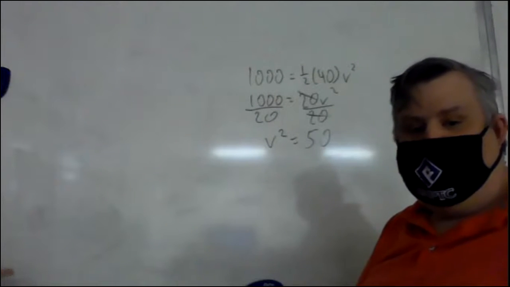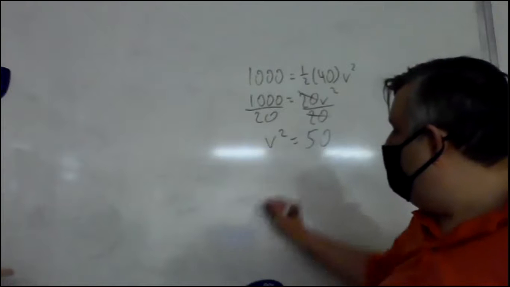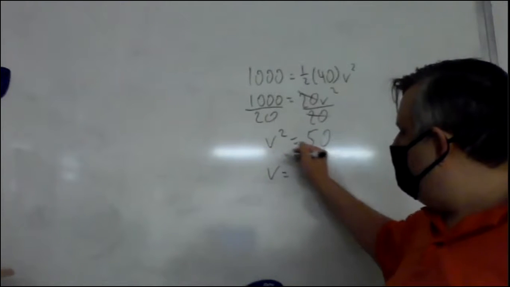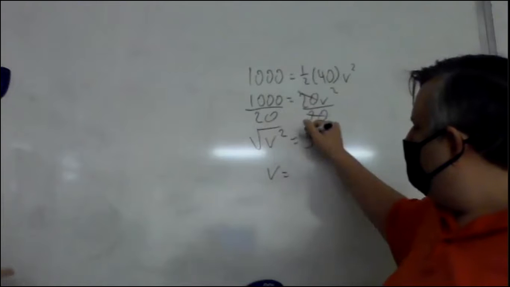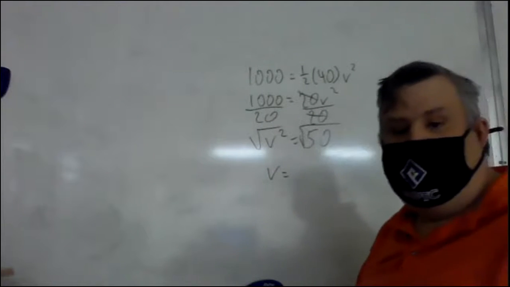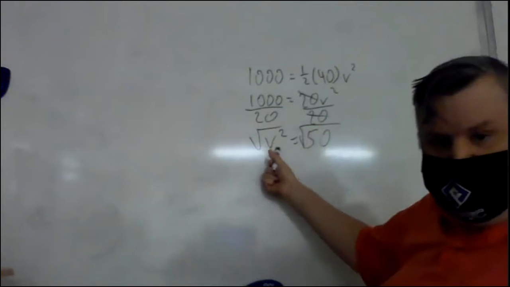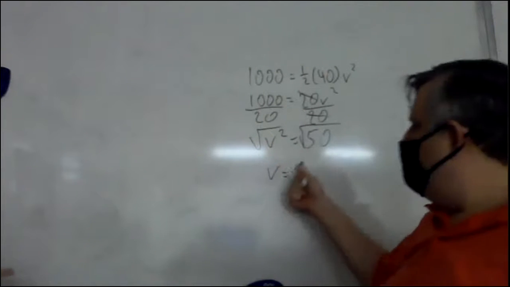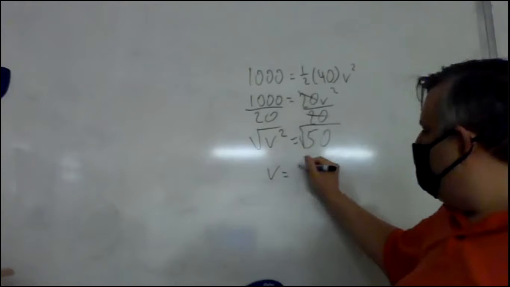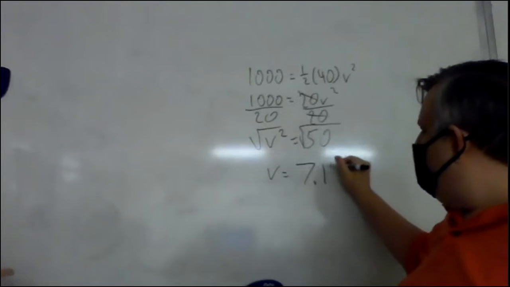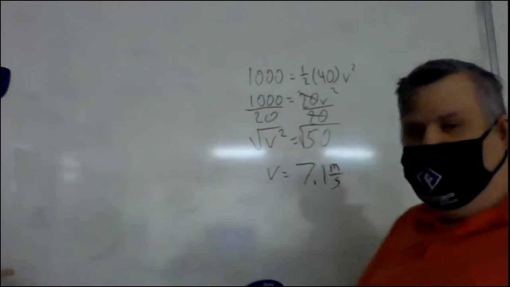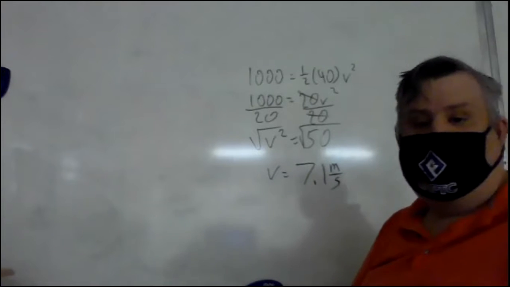But we don't want v squared. We just want plain old v. So v is going to equal, take the square root of both sides. The square root of v squared is just plain old v. The square root of 50 is 7.1, and this is a velocity, so it's meters per second.